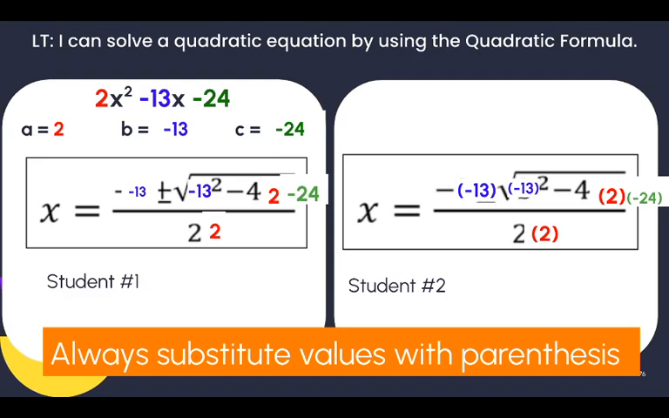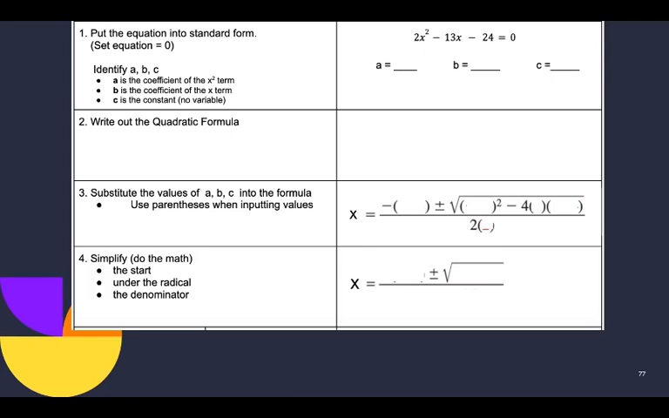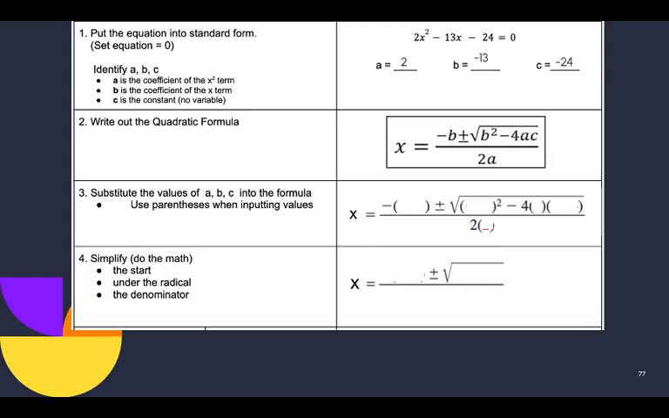Okay, so we're going to take this to our graphic organizer. Here are the steps laid out. We write out our quadratic formula and we substitute with the parentheses. So even though the formula has minus b, negative b, I'm still going to put my negative value in here because the first subtraction sign was part of the formula, and then I'm substituting in a negative number. So just make sure if your a, b, and c are negative that you're putting that in parentheses.